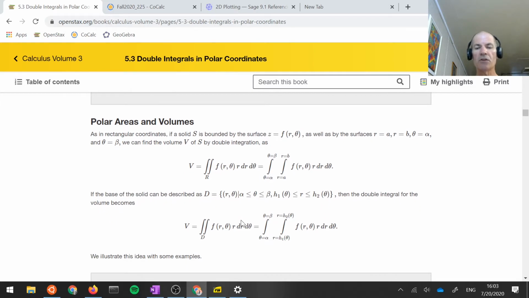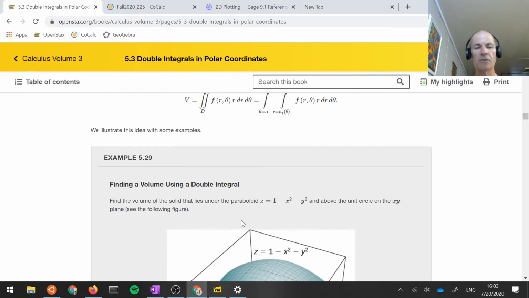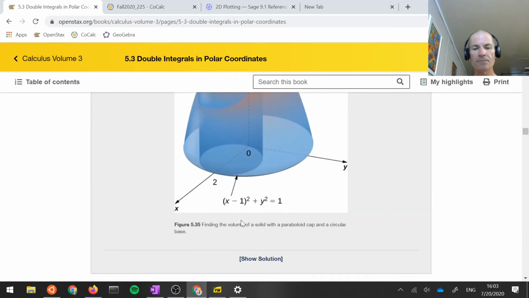Polar areas and volumes. If you integrate a function over a polar region, what you're getting is the volume under the surface and above the xy plane. No big deal there. And if you integrate the constant function 1, what you're going to get is the area of the polar region over which you're integrating. We'll see those in some examples as well.